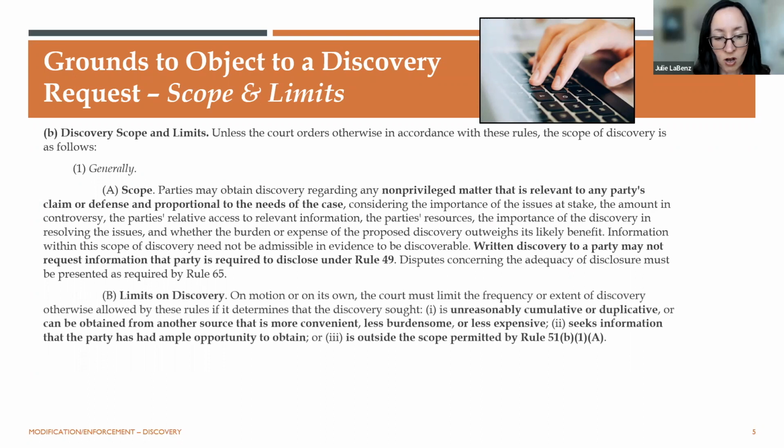On motion or on its own, the court must limit the frequency or extent of discovery otherwise allowed by these rules if it determines that the discovery sought is unreasonably cumulative or duplicative, or it can be obtained from another source that is more convenient, less burdensome, or less expensive, seeks information that the party has had ample opportunity to obtain, or is outside the scope permitted by 51B1A, which is this right here, the scope. So there's various objections that you can make.